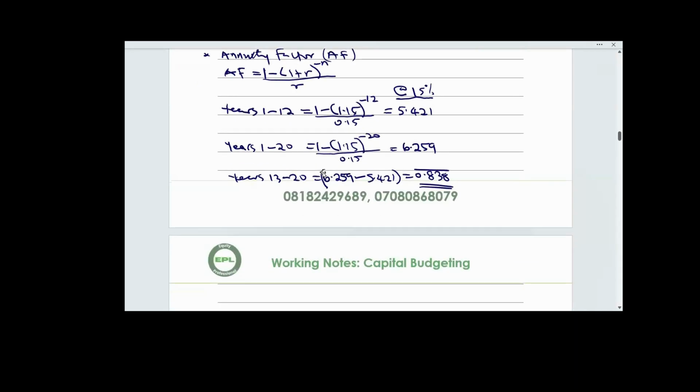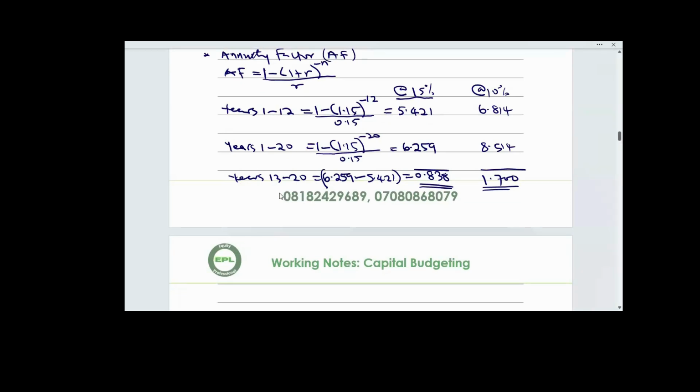Here is at 10%. 8.5. 6.814. Then years 1 to 20 is what? 8.514. So what's the difference? That's 1.701. There's no 1 there because this is 4, the other one is also 4. So that's 1.7. The difference is 1.7.